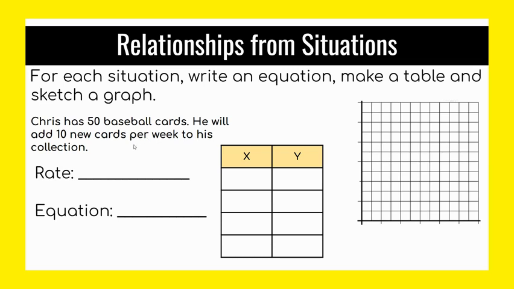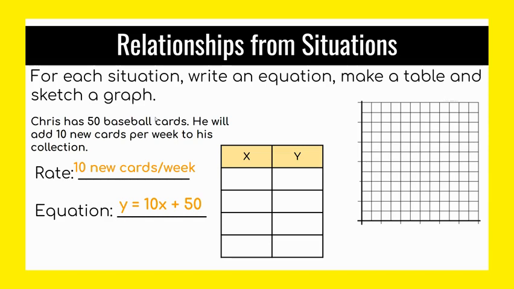This word per indicates the rate. So our rate is 10 new cards per week. Since I had a starting point, I'm going to use the equation y equals mx plus b, our non-proportional equation, and add our starting point. So I get y equals 10x plus 50.